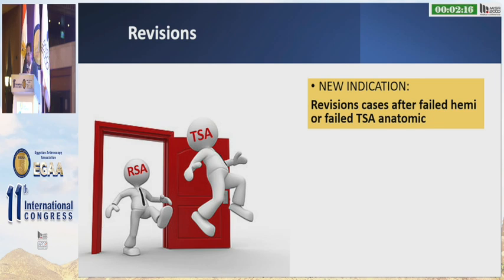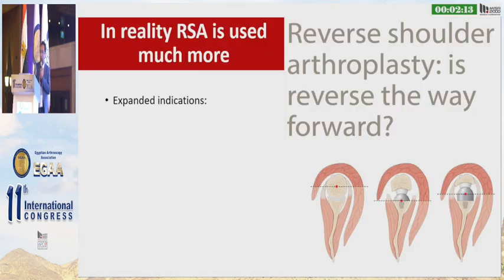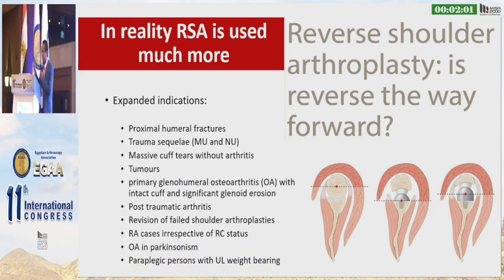So in reality, reverse shoulder arthroplasty is used much more, and reverse is the way forward. There are expanded indications. It is not only cuff arthropathy cases, but also proximal humeral fractures, trauma sequelae, massive cuff tears without arthritis, tumors, primary osteoarthritis even with intact cuff but with significant glenoid erosion, post-traumatic arthritis, revisions after failure of arthroplasties, rheumatoid arthritis, osteoarthritis and Parkinsonism, and paraplegic persons with upper limb weight-bearing.